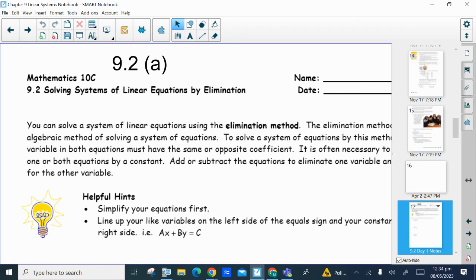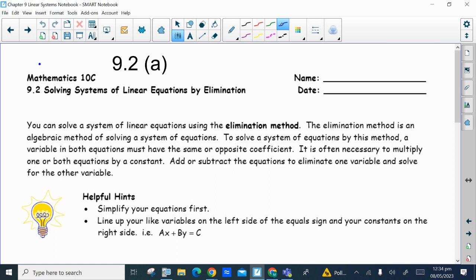So last week we looked at one algebraic way of solving systems of equations, and that was by using substitution. We took one equation, got one variable by itself, and substituted that into the other equation. That gave us a new equation with only one variable that we could solve for. And then we took that answer and plugged it into one of the original equations to find the other variable. So that is one way that we can solve systems of equations algebraically.